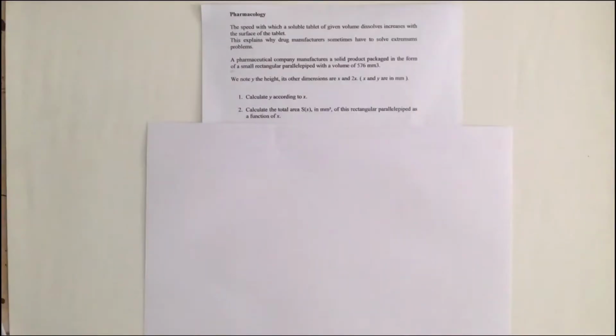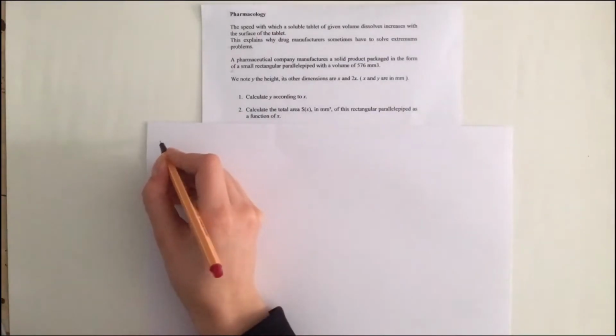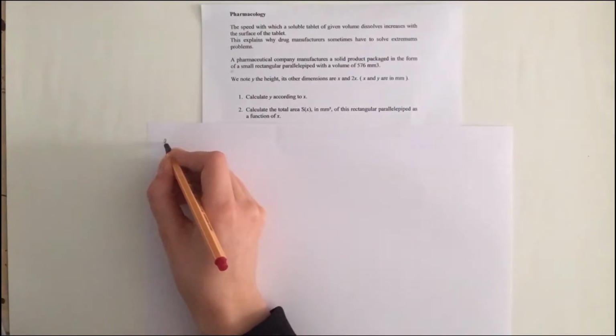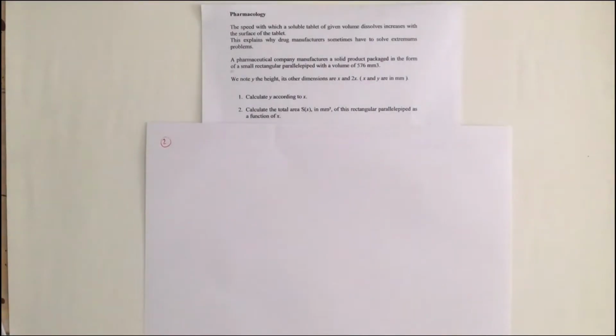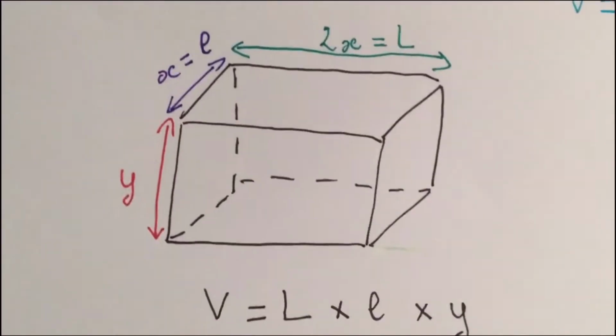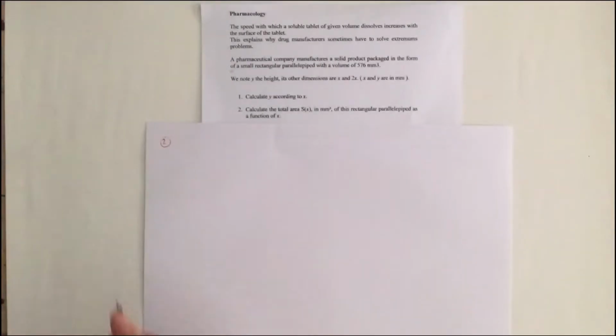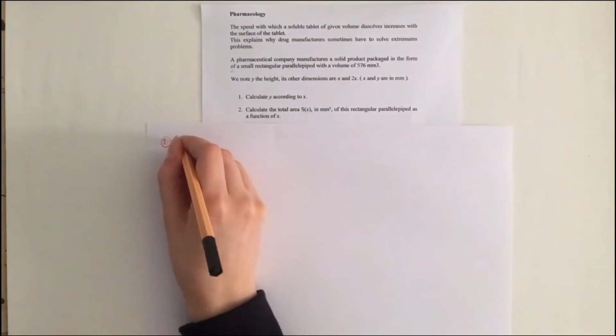Now we're going to answer the second question, which is calculate the total area S of x in millimeters squared of this rectangular parallelepiped as a function of x. In order to get the total area S of x of the parallelepiped, we need to add all the areas of each face of the parallelepiped. There are 3 different kinds of faces which are duplicated.